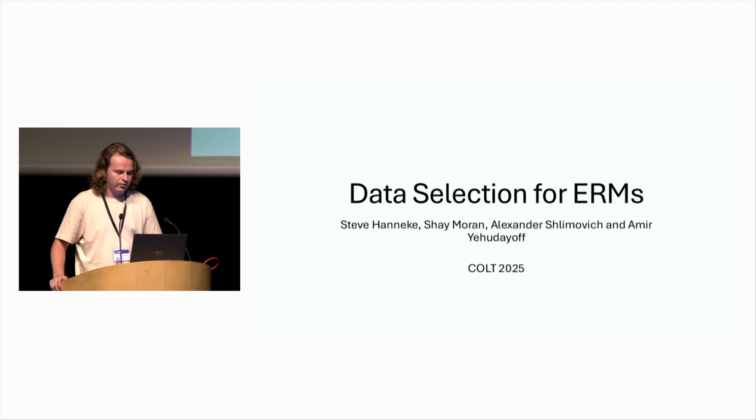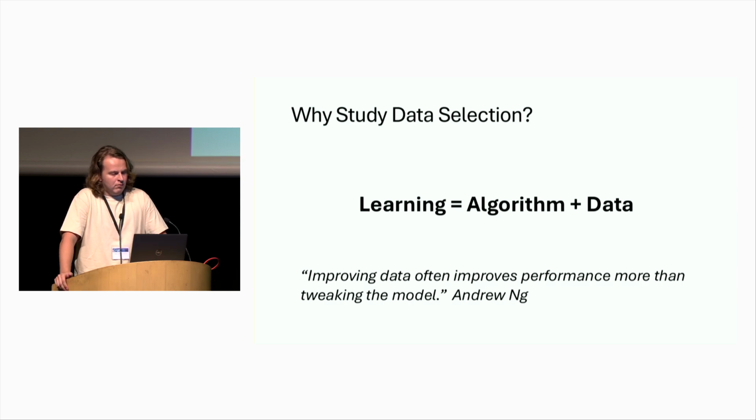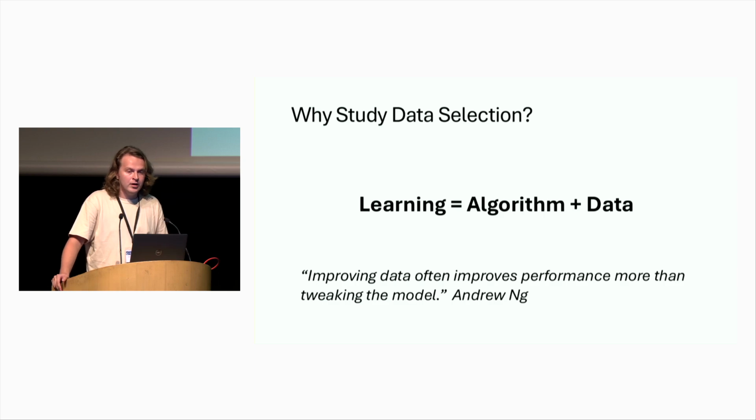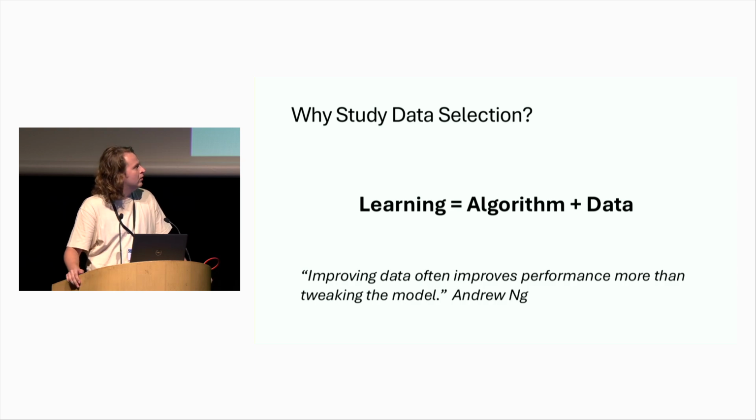So let's start from trying to understand why we should do that selection. At a high level, learning can be viewed as a union of two parts: the algorithm and the data that we train this algorithm on. Most of the research in the last couple of decades focused on algorithms, how we should construct new algorithms and improve different algorithms. Most of the time, data was viewed as something either fixed or under some very strong constraints. In this work, we take a complementary approach, and we study data selection with a fixed and natural algorithm. As Andrew Ng said, improving data often improves performance more than tweaking the model. So let's try to understand how we can improve our performance using the data.